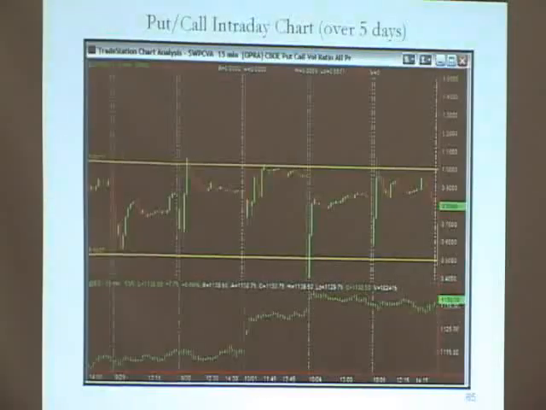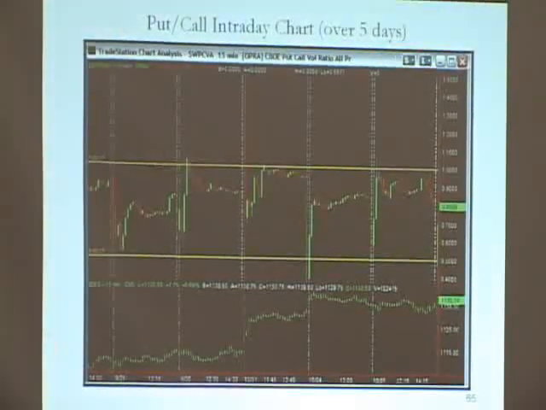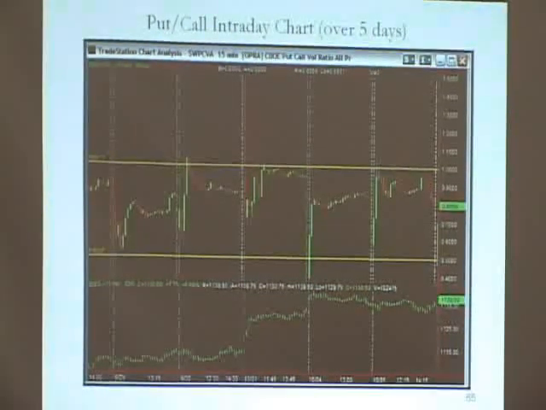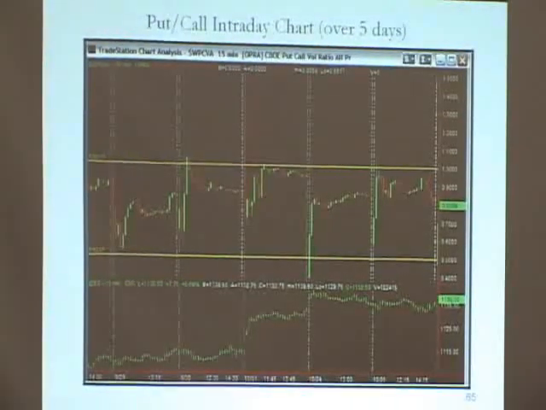Okay, the put call ratio. Here's the put call ratio. There are three main put call ratios.